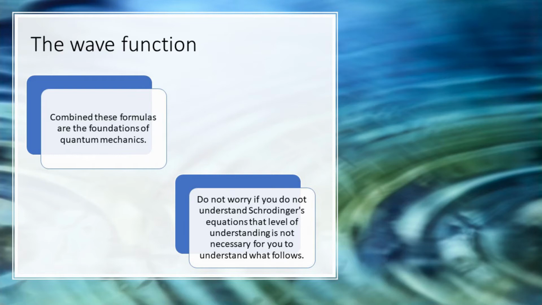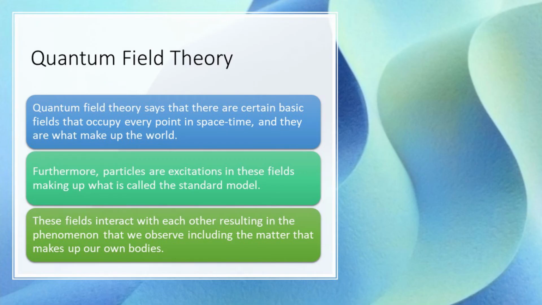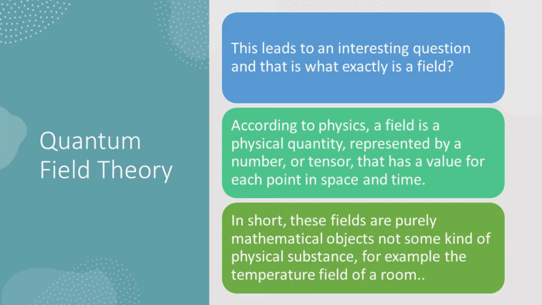Don't worry if you do not understand Schrodinger's equations. That level of understanding is not necessary for you to understand what follows. Quantum field theory says that there are certain basic fields that occupy every point in space-time, and they are what make up the world. Furthermore, particles are excitations in these fields, making up what is called the standard model. These fields interact with each other, resulting in the phenomenon that we observe, including the matter that makes up our own bodies. This leads to an interesting question, and that is, what exactly is a field?